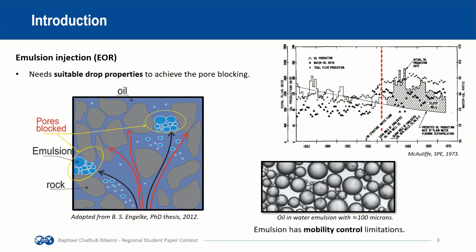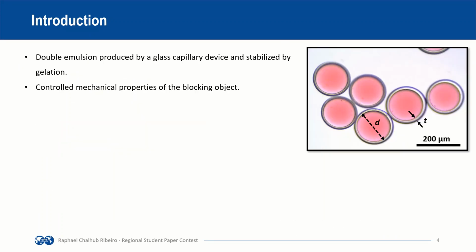This last image shows an example of emulsion produced in our lab. When working with emulsion injection recovery, one of the difficulties is to control the mobility properties of the emulsion. Thus, injecting microcapsules could be an alternative to the emulsion injection. The microcapsules used in this work consist of a double emulsion produced using a glass capillary device. This type of microcapsules has controlled diameter and shell thickness, as expected.